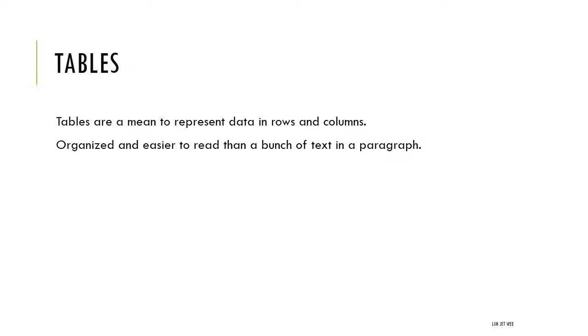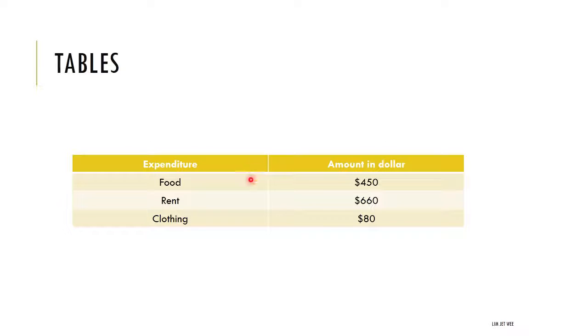Well, imagine if you have a whole bunch of text in a paragraph with some numbers and some items that you want to sort out. You will find that it is very difficult to read the text and it's very hard to see the data inside the text quite clearly. It's where tables come in.